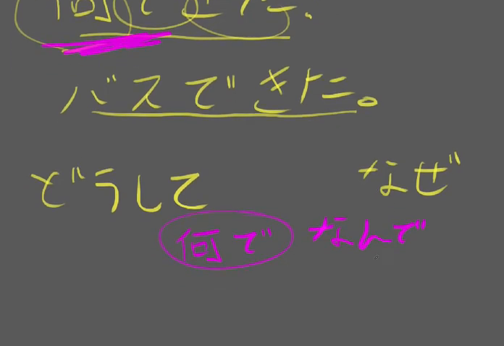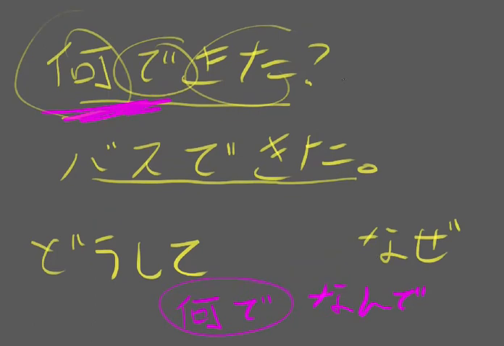So let's look at this example up here. Instead of nani de kita, we can read it as nande kita, which is why did you come? Nande kita. And an answer for this might be hima dakara. So, nande kita? Why did you come? Hima dakara. Because I'm free, as in I have nothing to do.